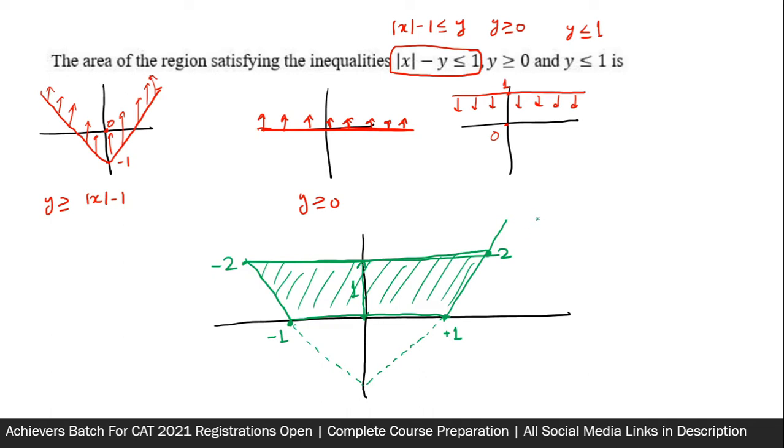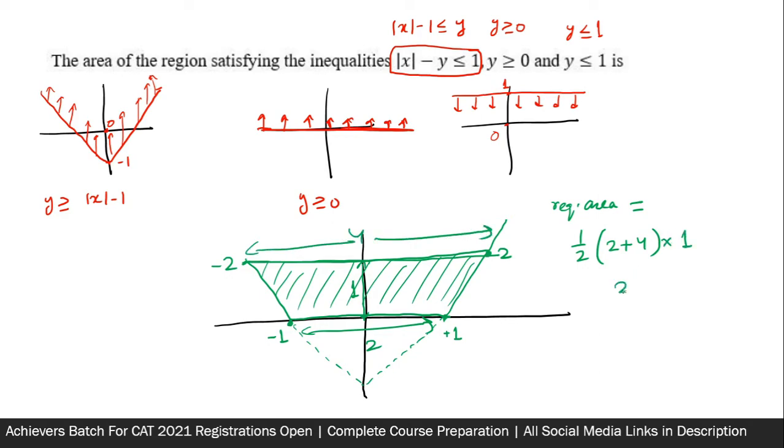So the area of trapezium, so required area I'm going to write, is equal to half the sum of parallel sides, which is 2 plus 4. This is 2 and this is 4, into the distance between them, 1. So 3 square units I'm going to write as the area, and this is going to be our answer for the question.